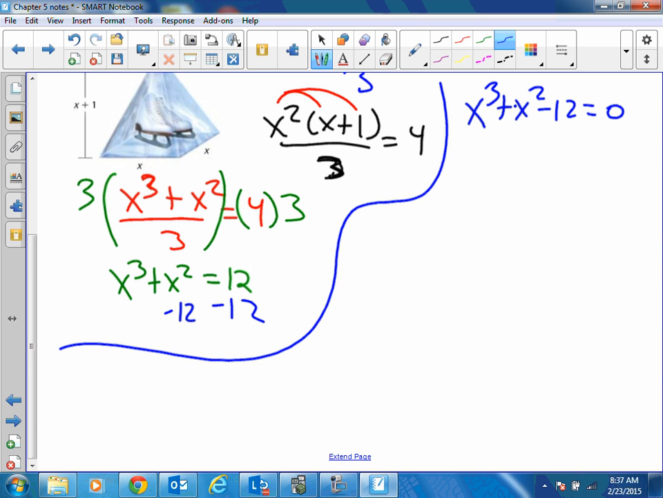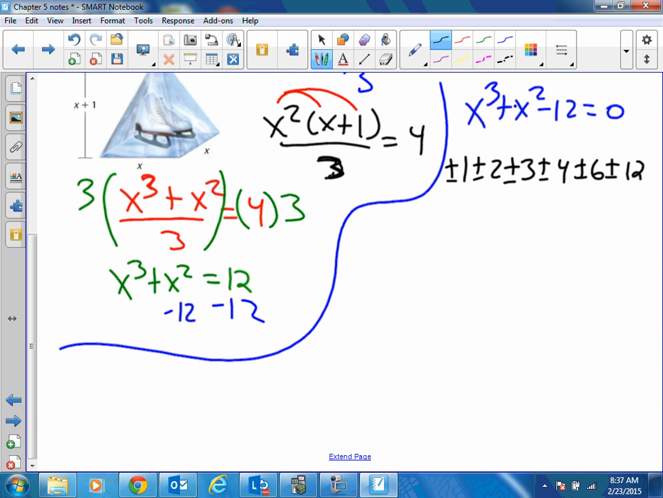Okay. So now what I want to do is list the possible rational zeros. So it would be 12. Factors of 12 would be 1, 2, 3, 4, 6, and 12. Okay, so those are all the factors.